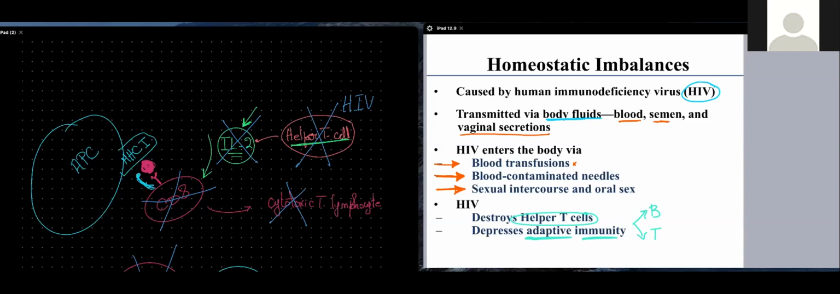All this won't take place if I don't have helper T cells. And again, helper T cells are the ones that will get affected in this disease, in the acquired immunodeficiency syndrome. Again, what is the name of the virus here that results in this? It's my human immunodeficiency virus, HIV.